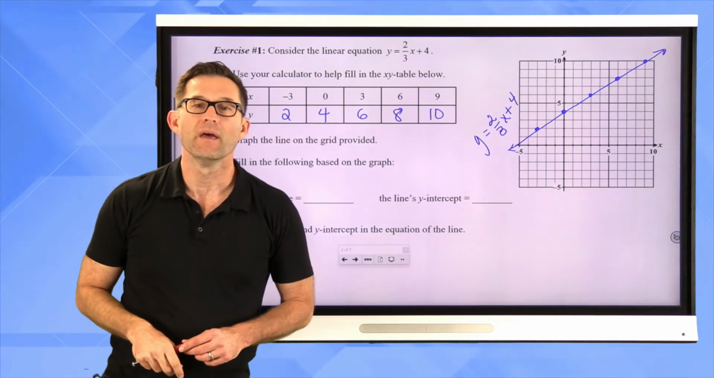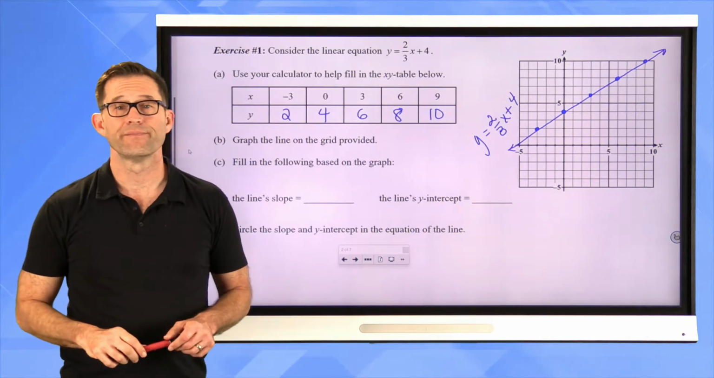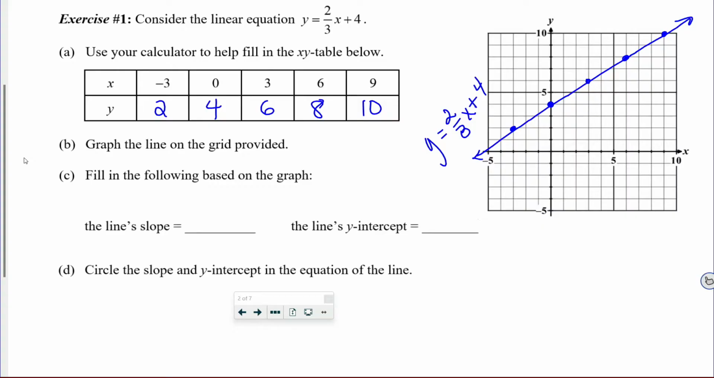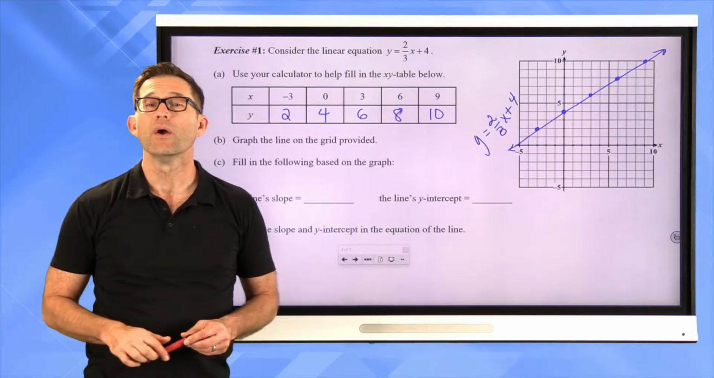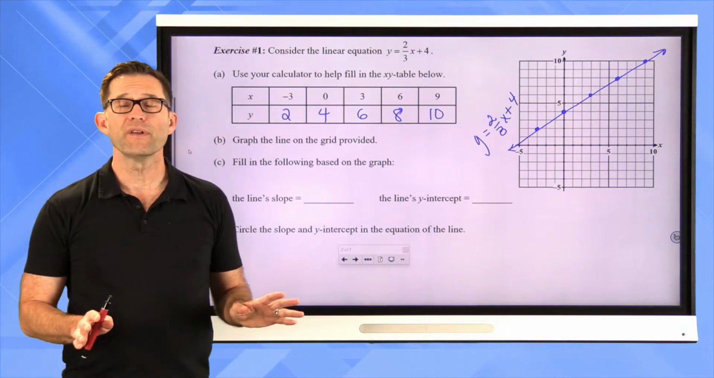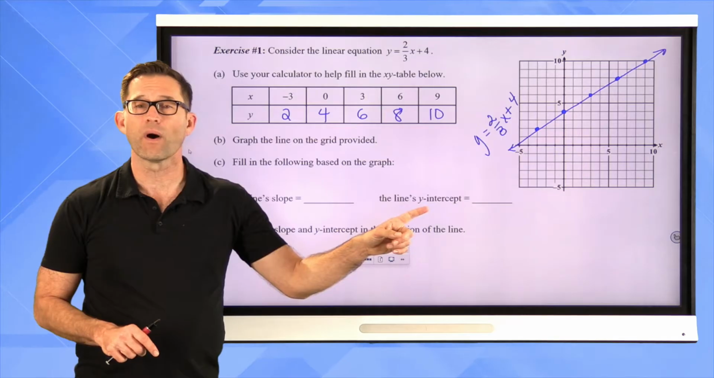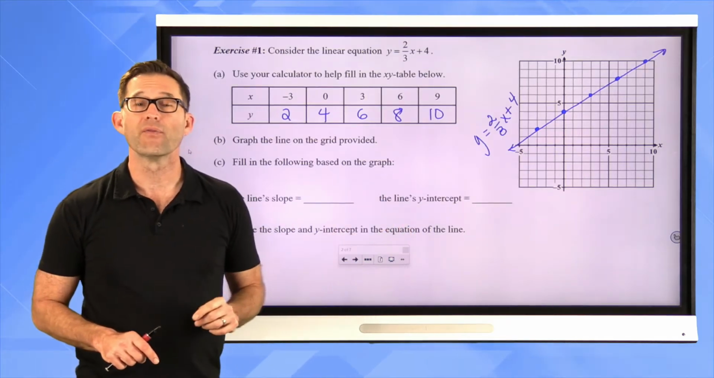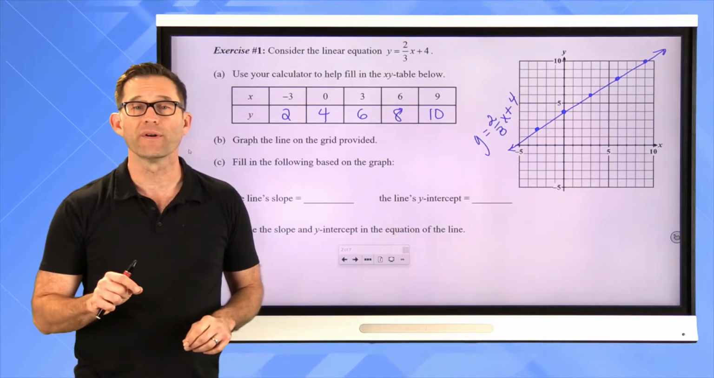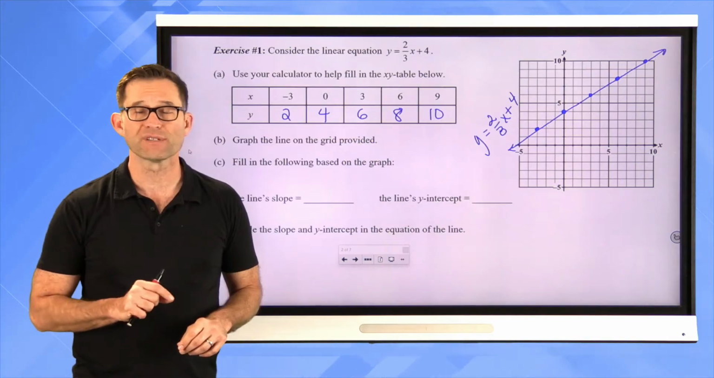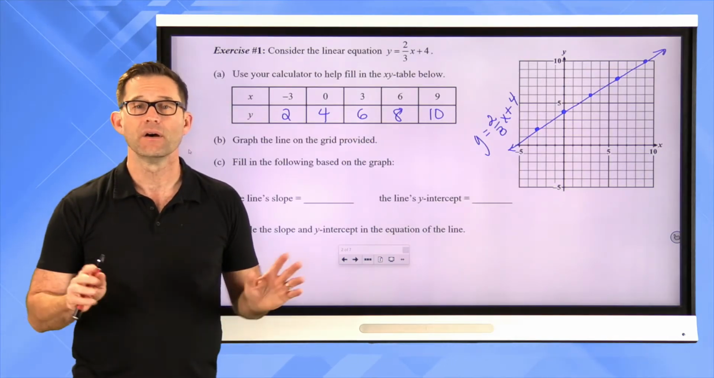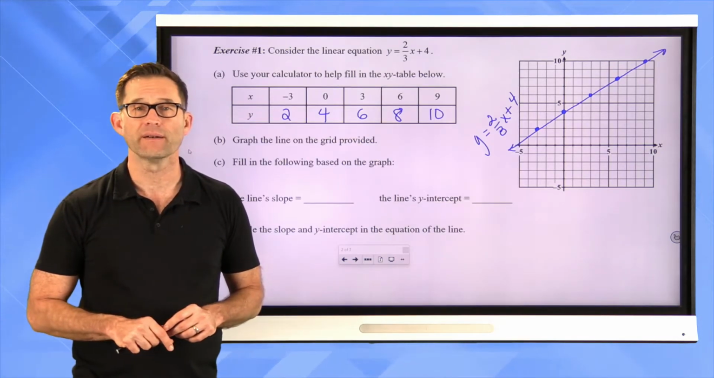All right, now let's take a look at letter C. Fill in the following based on the graph. The line's slope equals and the line's y-intercept equals. All right, well this is simple enough. Pause the video now and see if you can fill in both the slope and the line's y-intercept. Keep in mind, right, the y-intercept is the y-coordinate where the graph intersects the y-axis. Pause the video now and go ahead and do that.